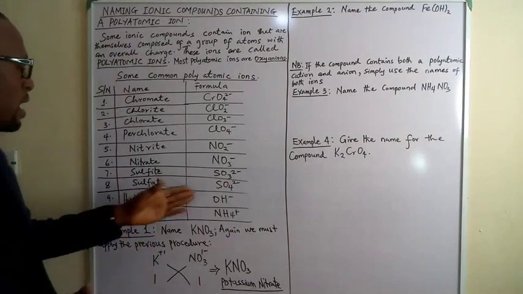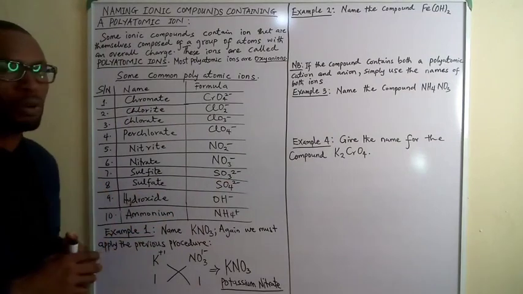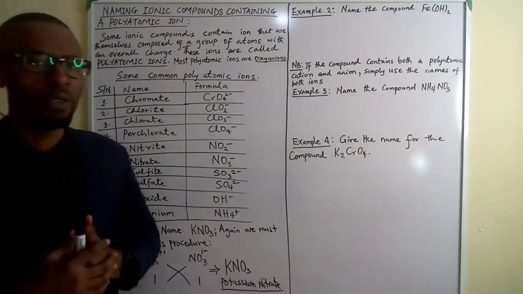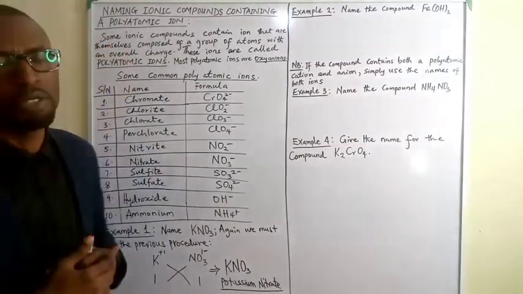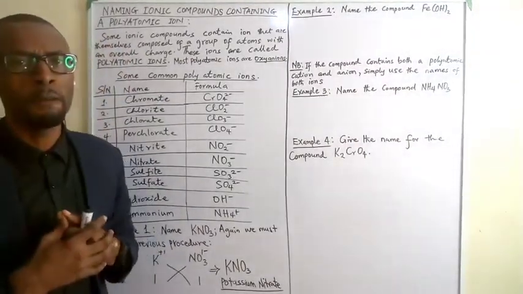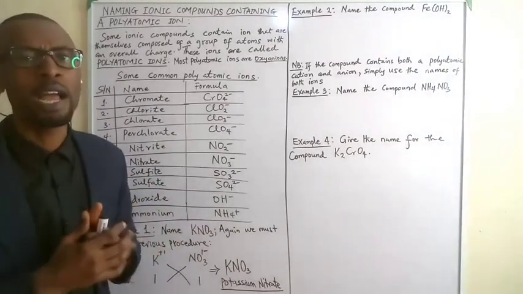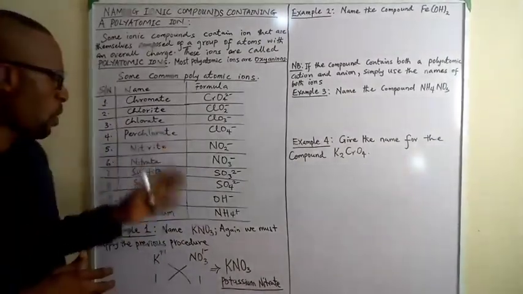Then you also have the hydroxide ion, the ammonium ion, and many other examples of polyatomic ions that I didn't mention, the acetate, the hypochlorite, and all of those that were not listed.